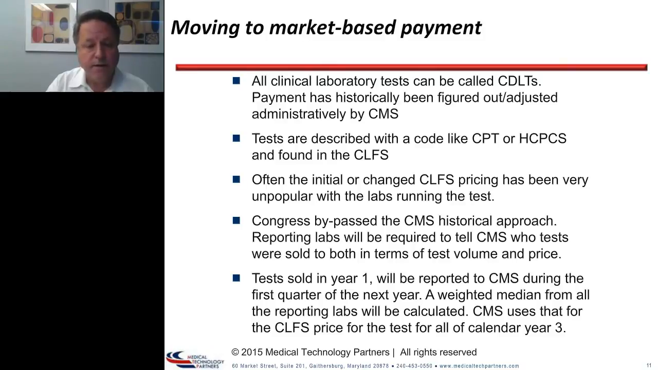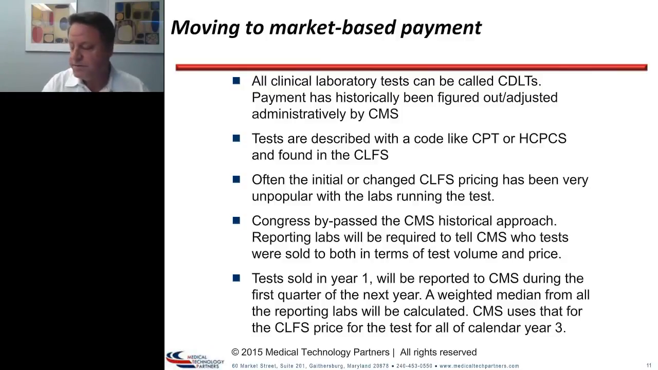Congress, in the PAMA rule, bypassed the CMS historical approach. Reporting labs, though, under this process will be required to tell CMS who tests were sold to, both in terms of test volume and price. So it is required of manufacturers of tests to tell CMS how much they got paid for their tests. It's a market-based pricing system. Tests sold in year one will be reported to CMS during the first quarter of next year. At least that's the plan.